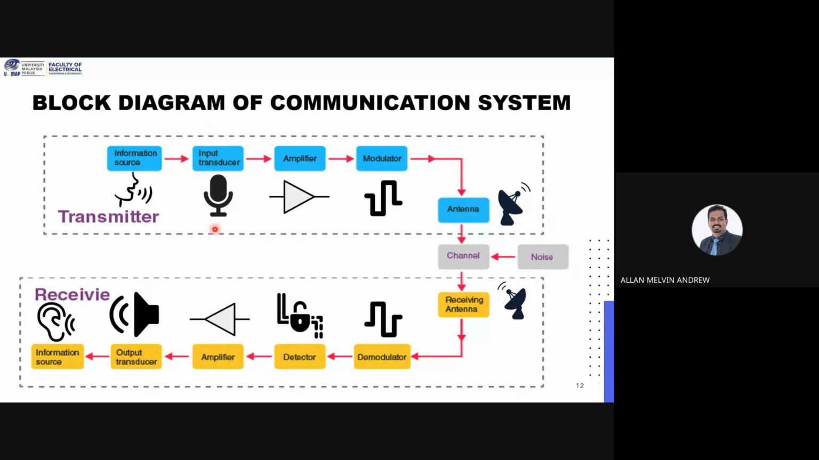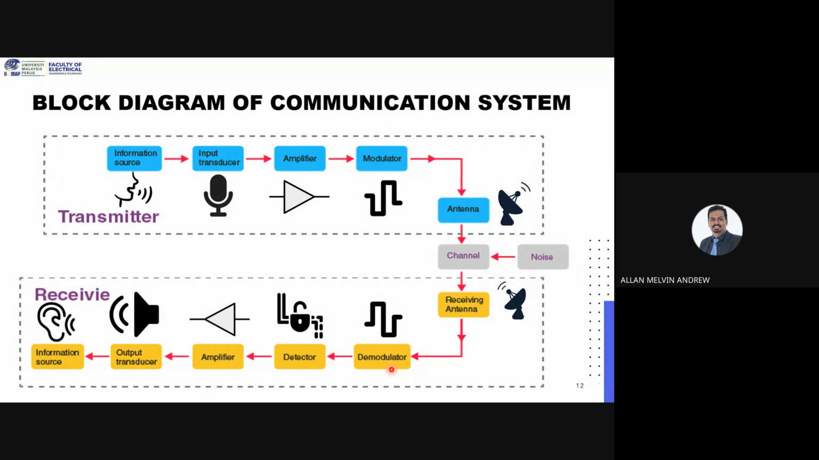The microphone is the input transducer. It is amplified, it is modulated. I will tell you what a modulation is; we will study this in chapter 2 and chapter 3 also. Once it's modulated, it will be sent to the antenna. The antenna will transfer to the receiving antenna via a channel. The channel will have additional noises that we need to filter out.